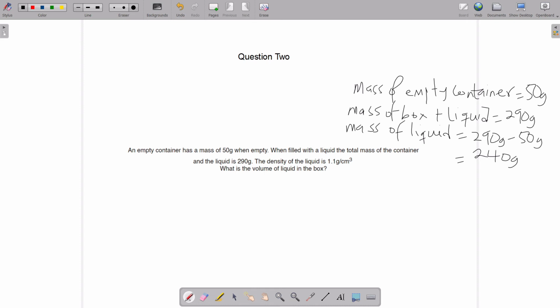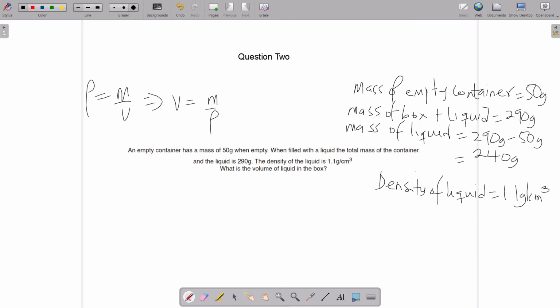From our question, we've been given the density of the liquid, and that is 1.1 gram per cm cube. Now that we have all that we need, we can find our volume. Density is equal to mass over volume. Therefore, we can make volume the subject: volume is equal to mass over density. We substitute our values, and that will give us 218 cm cube.